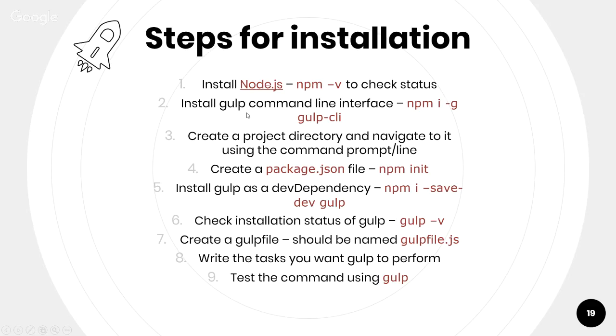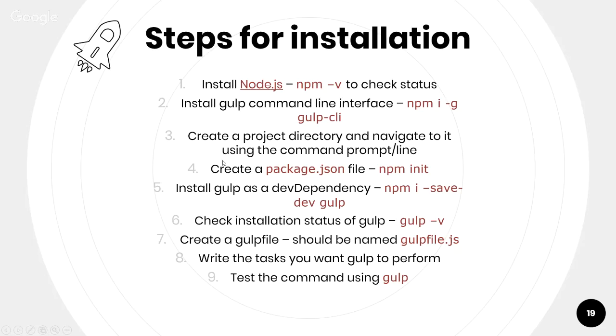Secondly, we use this command, npm i, which stands for install, -g, which stands for global. So we place gulp-cli after that. Once we run this command, we install Gulp, the Gulp command line interface, on our system. So CLI here stands for command line interface. Once we do that, we install Gulp globally on our computer.